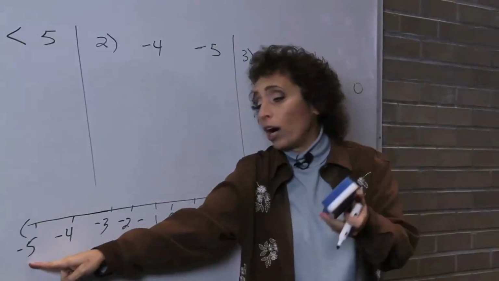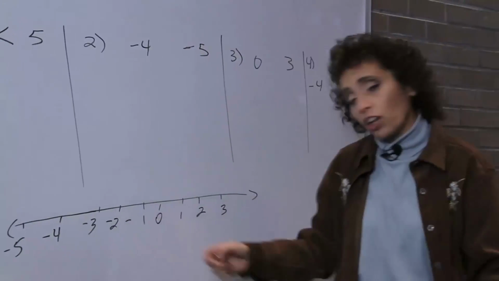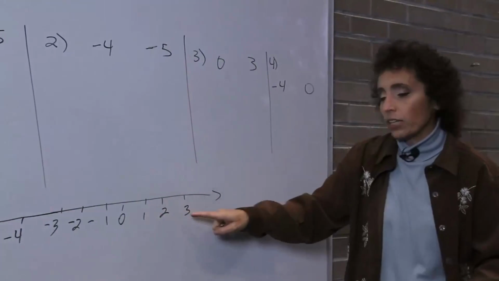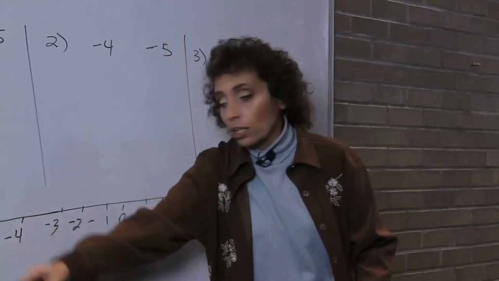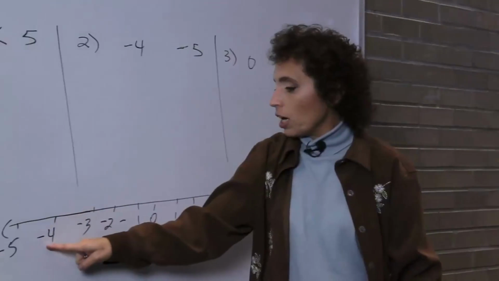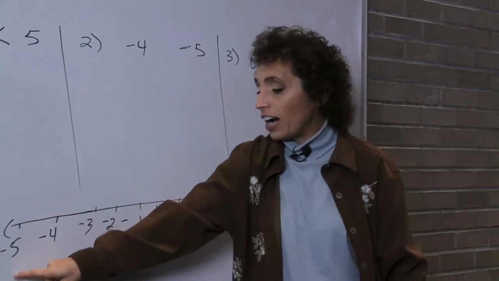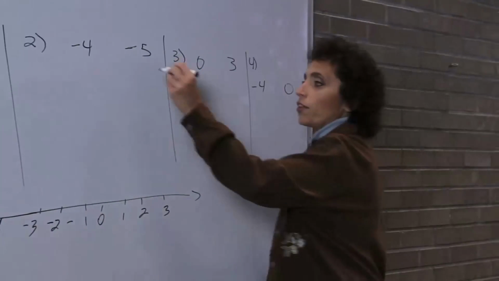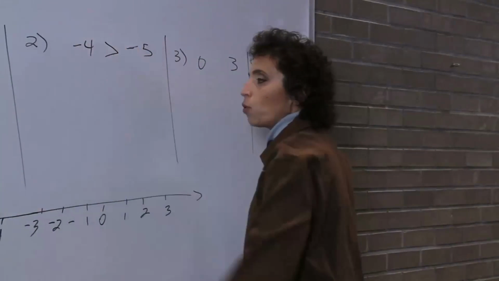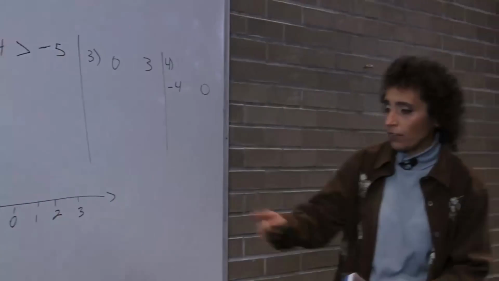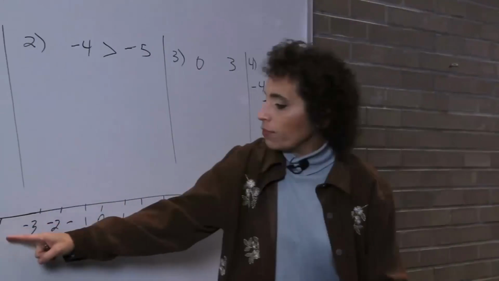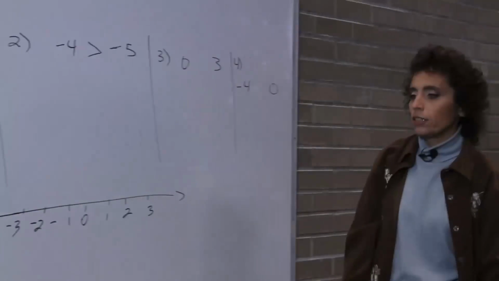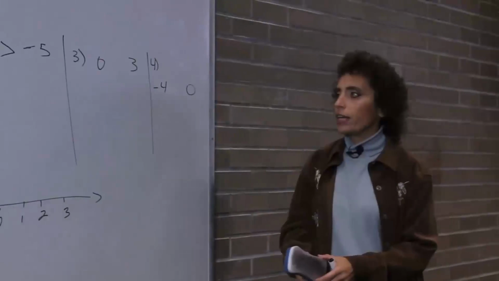I always think money with negatives and positives. 0 means I don't have any. 1 means I'm good. I have $1, I have $2, I have $3. Negative means I owe you money. Well, negative 4 means I only owe you $4, but negative 5 means I owe you $5. So I'm actually better off at negative 4 than I am at negative 5. So negative 4 is greater than negative 5. And notice, because negative 4 is to the right, it's got to be bigger than negative 5. So negative 4 is greater than negative 5.